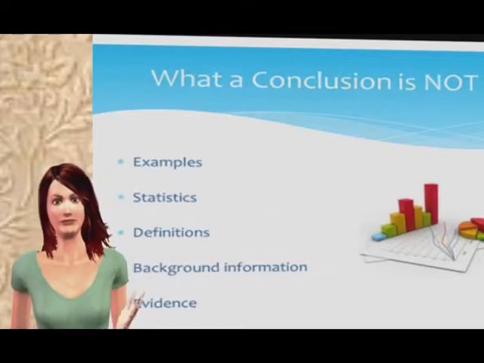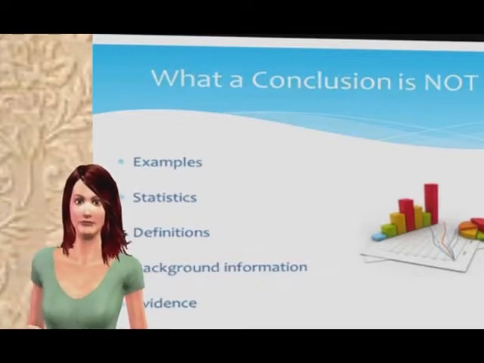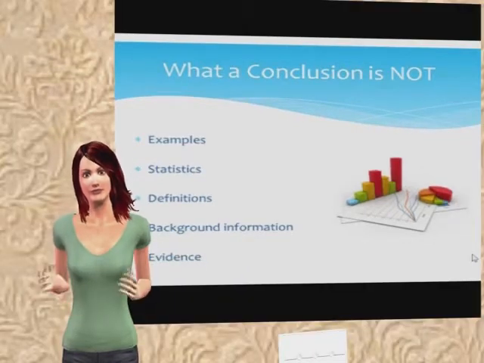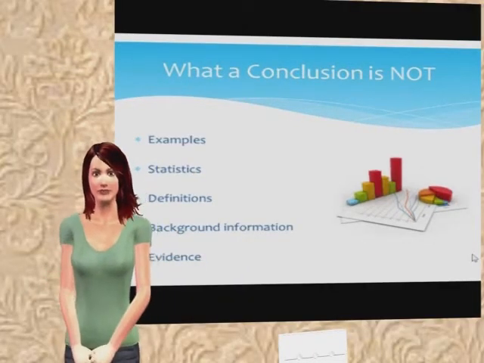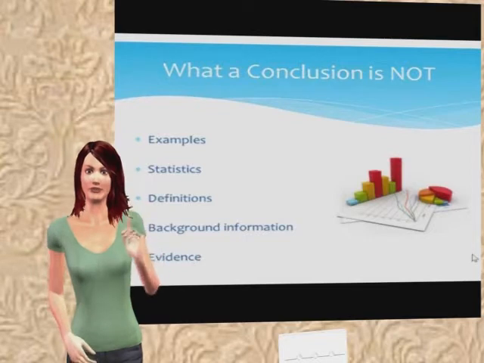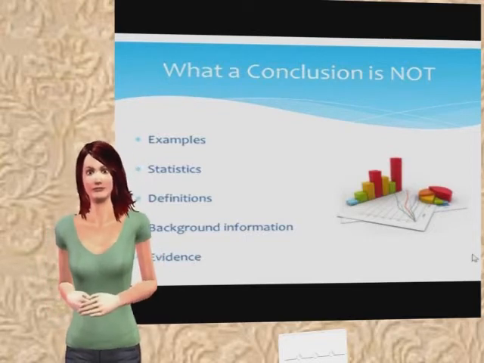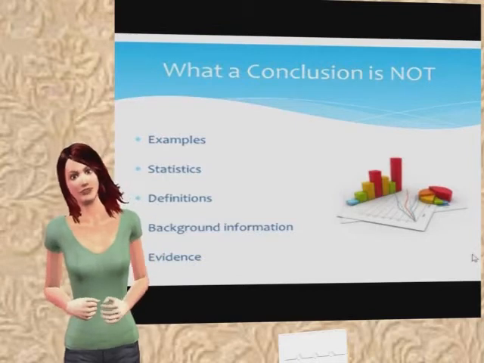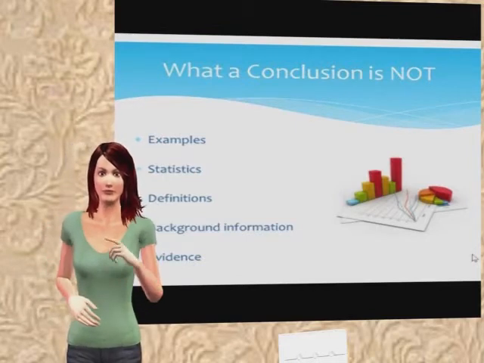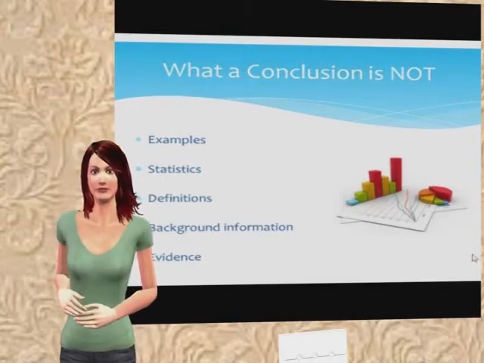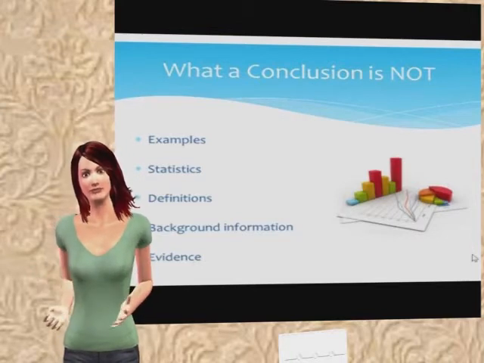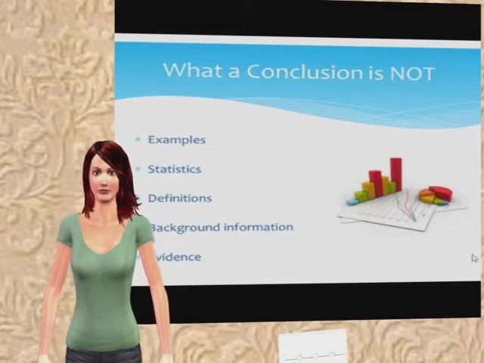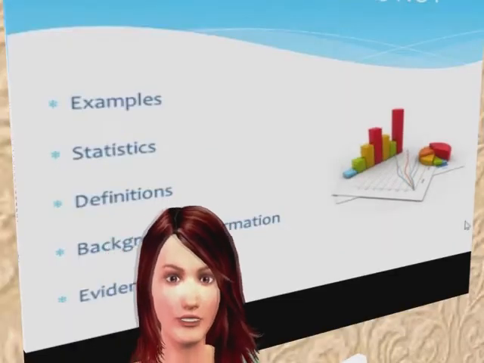There are several things that a conclusion is not, and it's really helpful to be able to say, okay, I can identify this sentence as this, so I know it's not the conclusion, and those include examples. If an author's trying to give you an example of something, that's usually not the conclusion. Any kind of statistic, such as half of all marriages will end in divorce, will likely not be the author's conclusion.